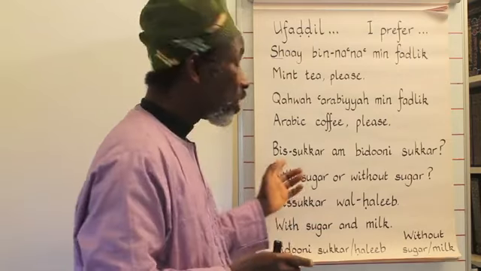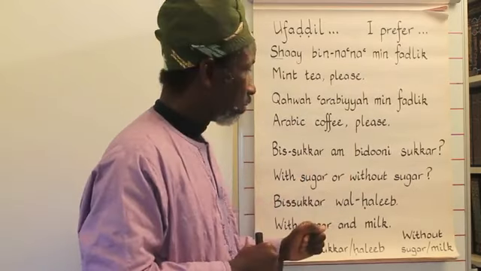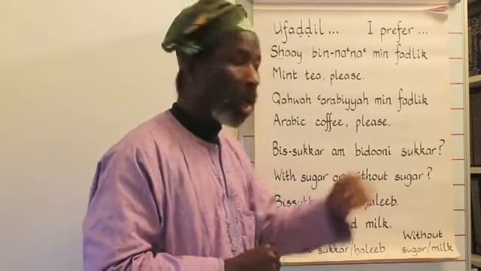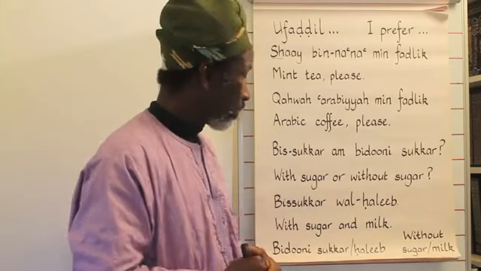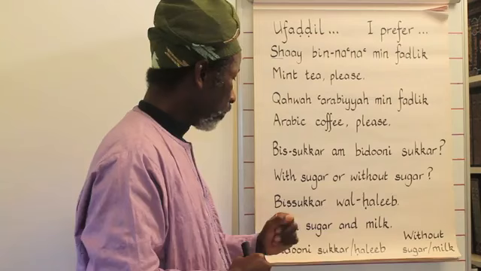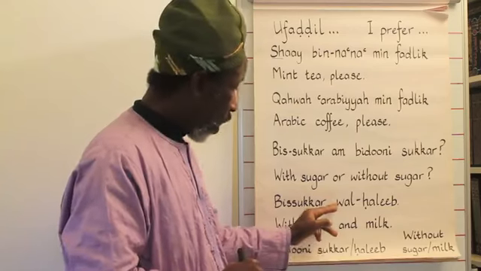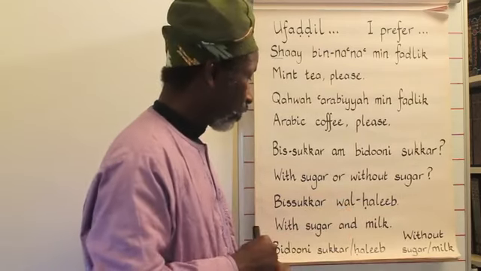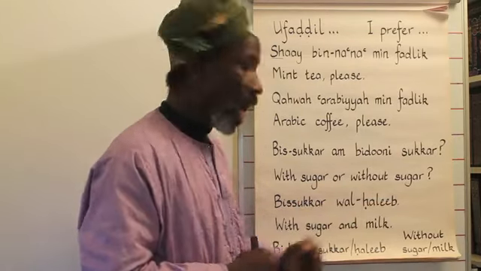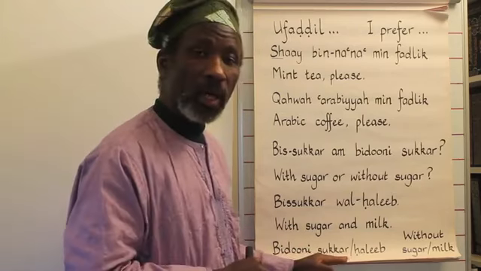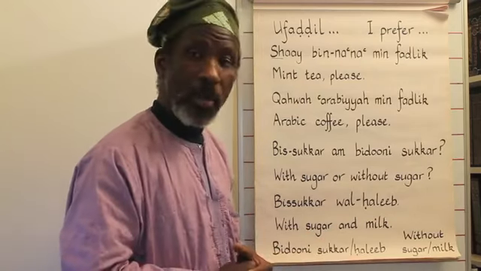بسكر, with milk, with sugar. بسكر, with sugar. Or بدون, without سكر, without sugar. بسكر بدون سكر, with sugar or without sugar. بسكر والحليب. بسكر, with sugar. Now wa, if you remember before, wa means and. والحليب, حليب, milk. بسكر والحليب. بدون سكر, without sugar. Or بدون حليب, without milk.